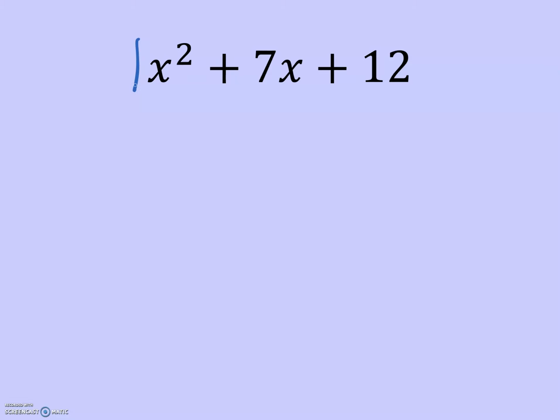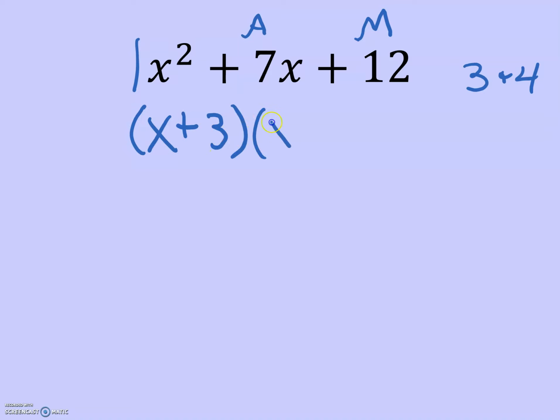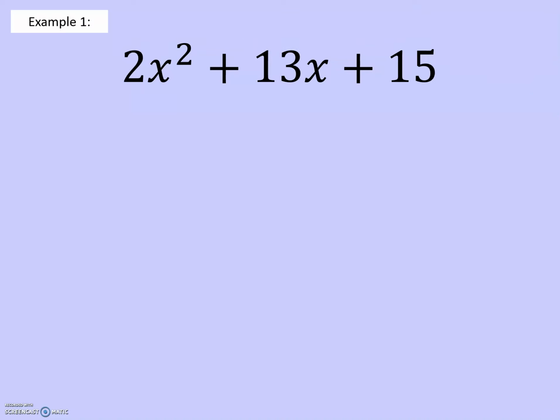And you're probably used to doing this using the add multiply method, where we need to find two numbers that multiply to 12 but add to 7. Now this one is probably quick. Our numbers are 3 and 4. And written in factored form, we have x plus 3 and x plus 4. And we're done. However, it's a little bit more complicated when we have a leading coefficient that's greater than 1.